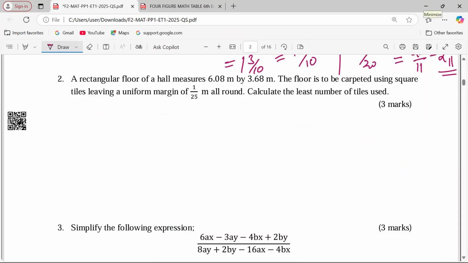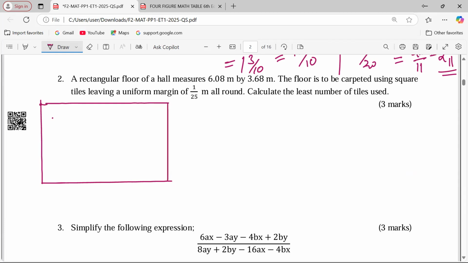Back to the paper. All right. Let me do this by sketching first. There is what we call diagram sketching, which is a very wonderful skill, such that when used, it really simplifies some of the concepts. So this concept will be made so easy by having the diagram sketched. So there is a rectangular floor here, which is supposed to be carpeted, and the carpeting will be done using some tiles, which are square in nature.